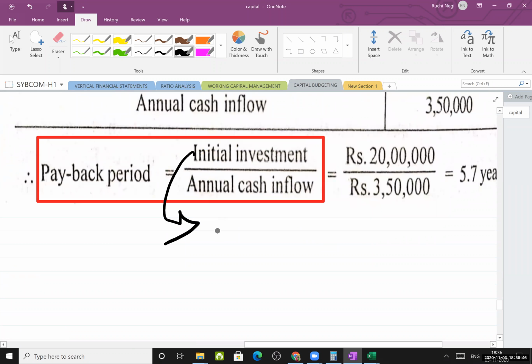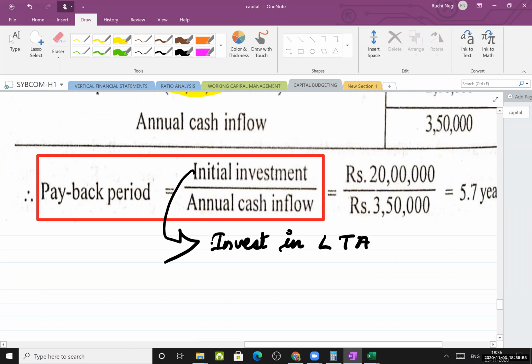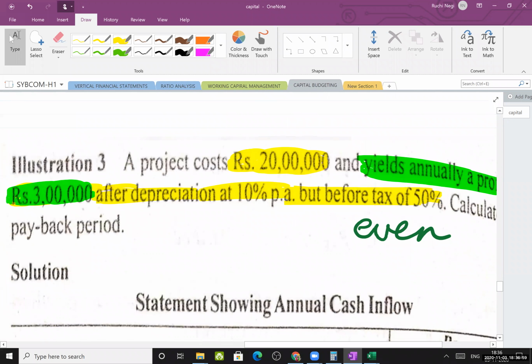20 lakhs. Initial investment means investment in long term asset. What is the investment in long term asset? मतलब the purchase price, the cost price of the asset. What is the cost price? Project cost, मतलब जिसमें आपने अपना पैसा लगाया है, that is the long term investment in assets. Okay, तो 20 लाख रुपए.